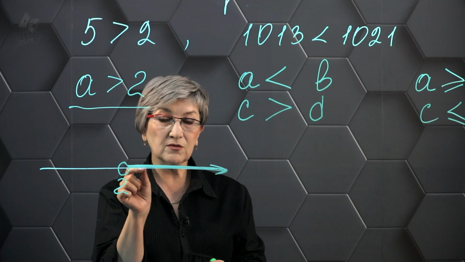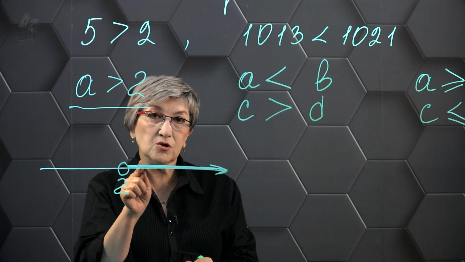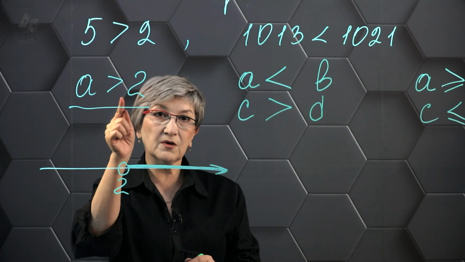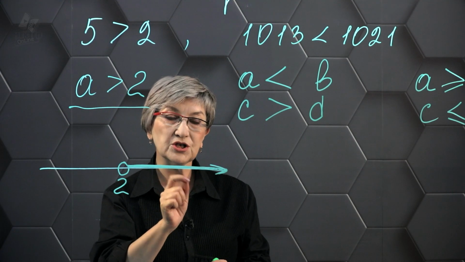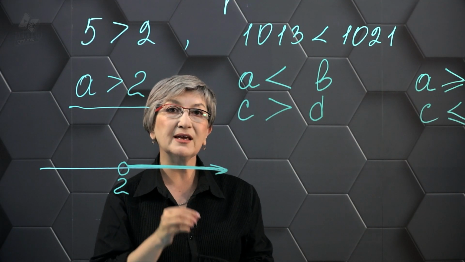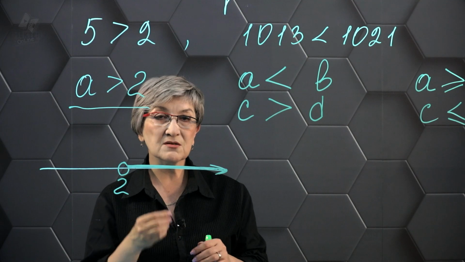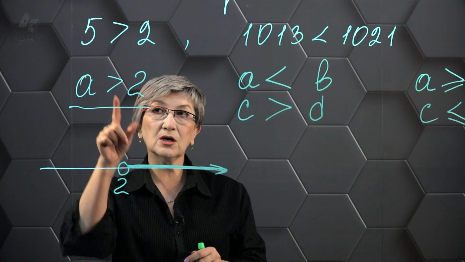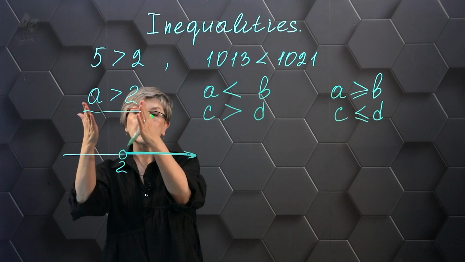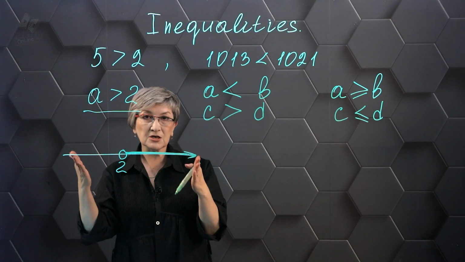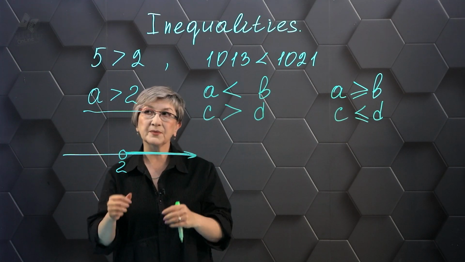To the right of the number 2, we can write the number 3. 3 is greater than 2, that's right. 4 is greater than 2. 10 is greater than 2. 100 is greater than 2, and so on. We will not be able to name the largest number that is greater than 2. That's why in math, the solution to this inequality is represented on a coordinate line.